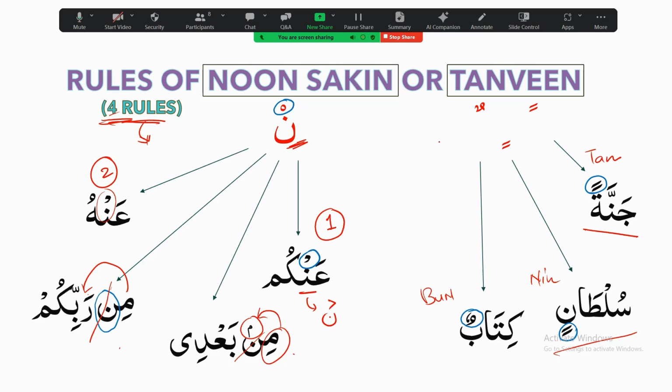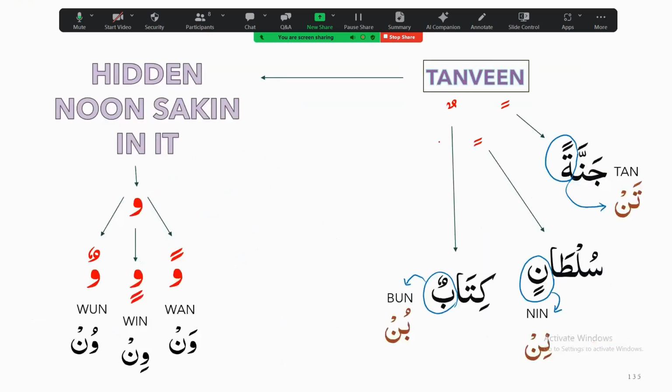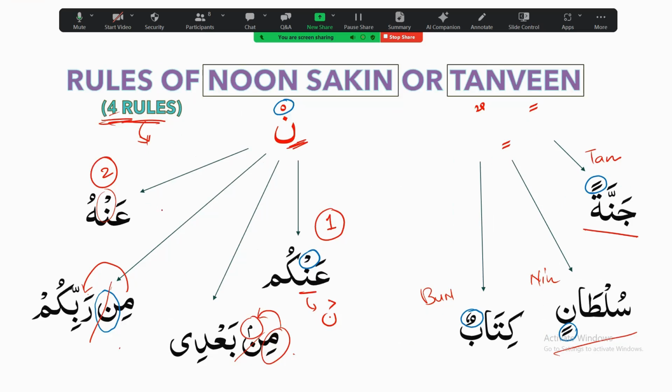So we will inshallah be doing the first rule of Noon Sakin and Tanween. Whenever you see Noon Sakin or Tanween in the Quran, you are instantly supposed to remember the four rules, and that you have to pick one of them in order to articulate any word which has this Noon Sakin or Tanween. Tanween always comes at the end of words, but Noon Sakin can come in the middle and at the end of words as well.